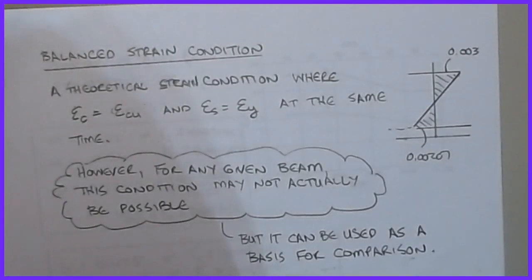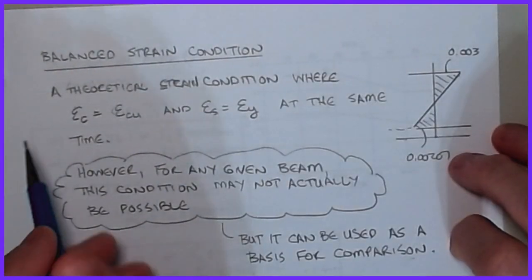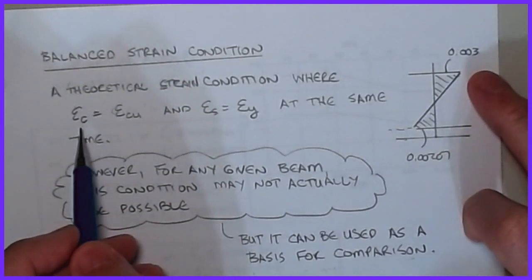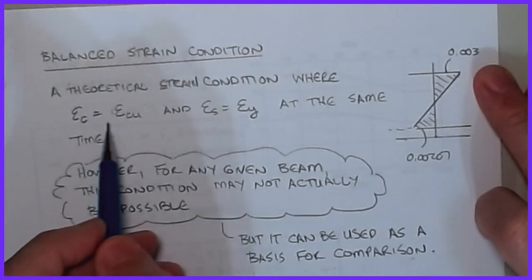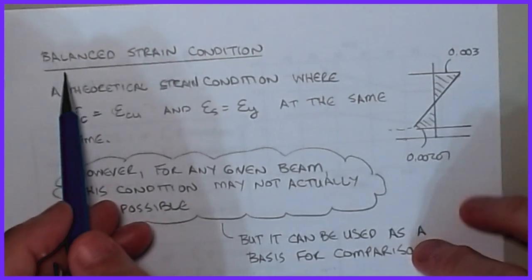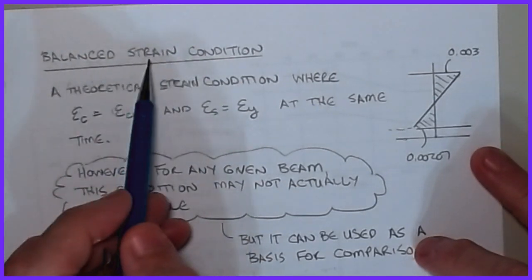Now, if you remember from our concrete materials video, we defined the ultimate strain in concrete as the point at which we hit 0.003. Crushing basically occurs after that point, and that's what we call our epsilon CU. We're going to define a very special, unique condition which we call the balanced strain condition.